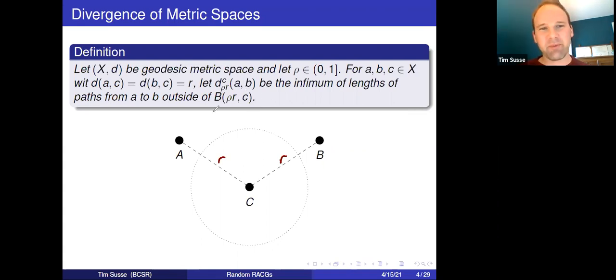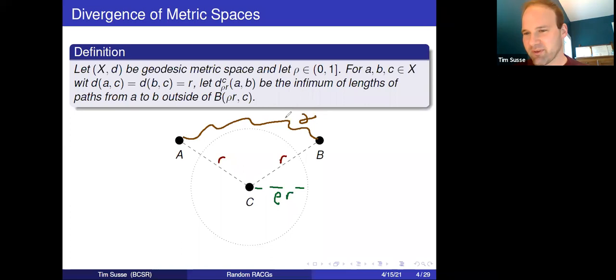It's going to be the infimum of lengths of paths from A to B that stay outside the ball of radius rho times R from C. So right here, we've got the ball of radius rho R, and we want to look at all the paths from A to B that stay outside of this ball. And we're going to take the infimum of the lengths of all of these paths. So we can think of this as the distance from A to B in the metric space obtained by removing the ball of radius rho R around C.